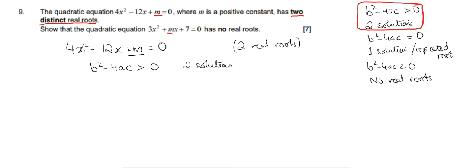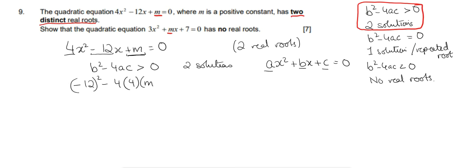Now, we pick our a, b, and c. Remember that the a, b, and c come from this form, ax squared plus bx plus c, because that's your quadratic equation. Compare that with the equation that we have. This will be my a, this will be my b, and this will be my c. So let's put that all in. My b will be minus 12 squared, minus 4, a is 4 again, and c is going to be m. And I want to say that this is greater than 0.